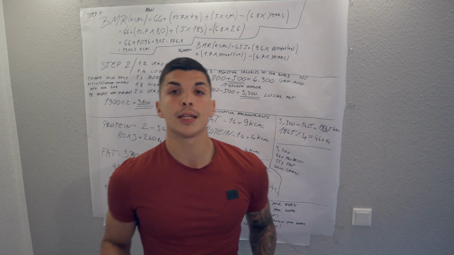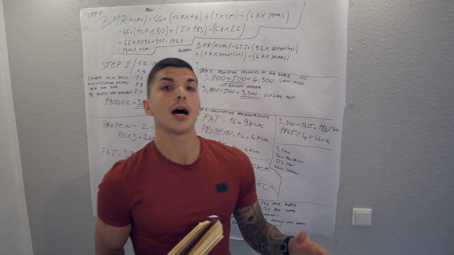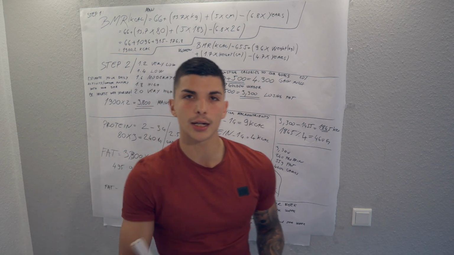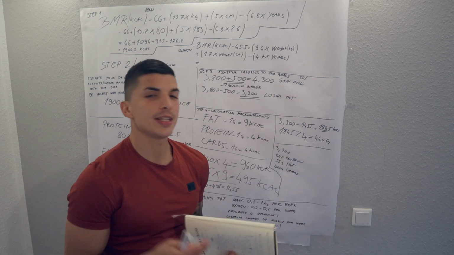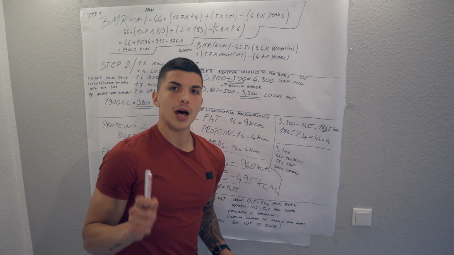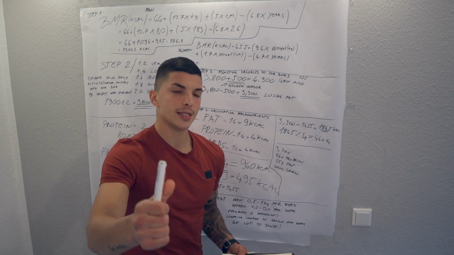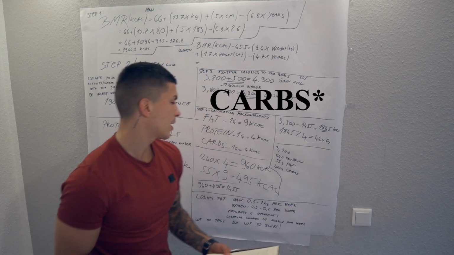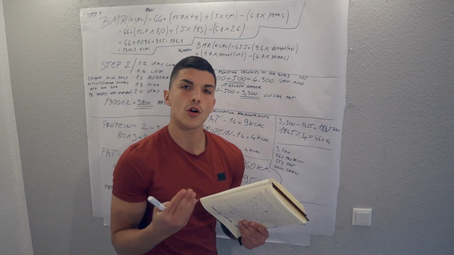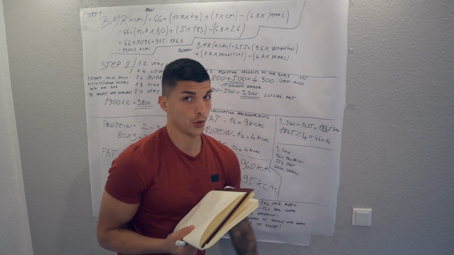The only one thing left, guys, is to calculate our carbs. How to calculate our carbs? Again, very simple math. When we already know our grams for our protein and fats, it's really easy to calculate our macros. So I have 240 grams of protein.